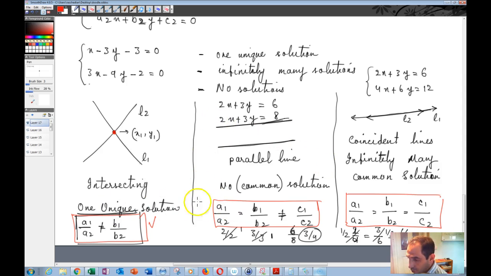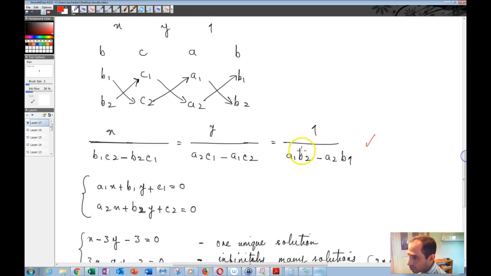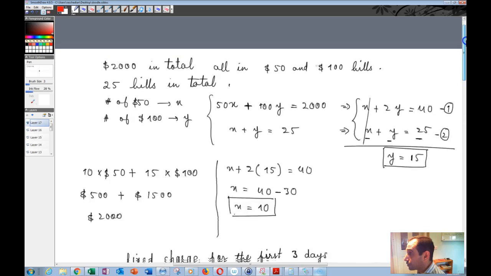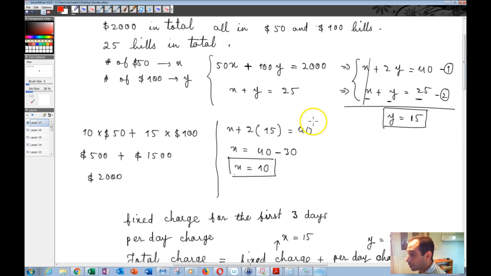And that's basically what you can do for any pair of linear equations in two variables. First you check whether you have a solution. And then when you have the solution, you can use, for example, this method of cross multiplication, or elimination, or substitution, whatever you want, in order to find your x and y. So that's basically the whole story here. Now let me go over and solve a couple of these questions.